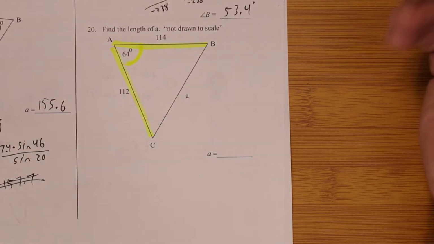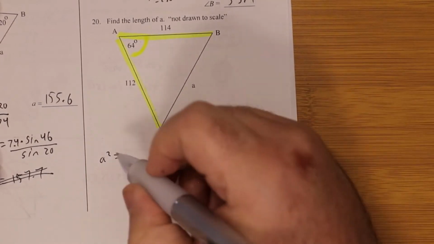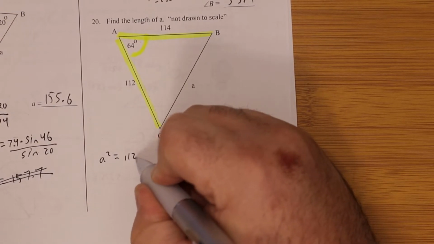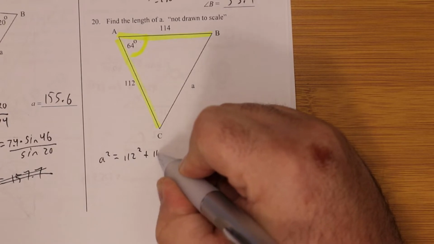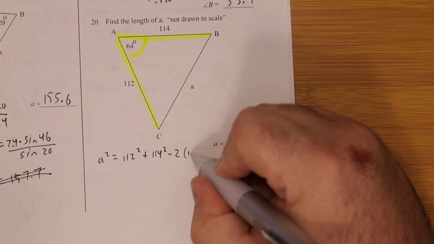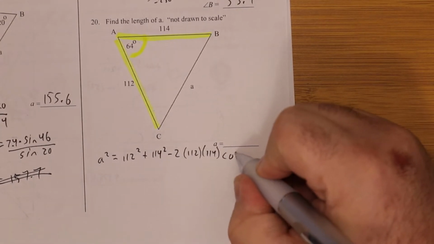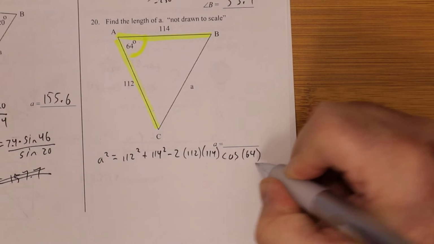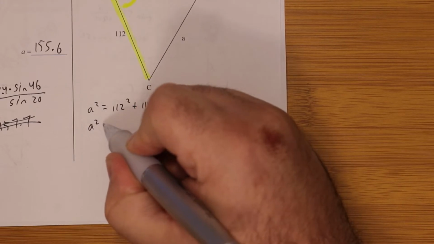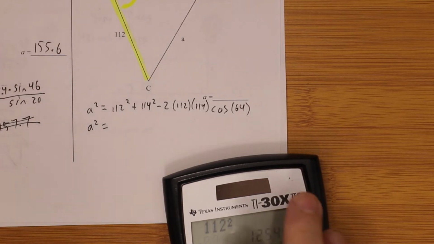That's fair. So for this one, A would be by itself. And then these two sides are going to be your B and your C. And then remember, you repeat those numbers when you multiply. 2 times 112 times 114. And then last thing, cosine of the angle. So A squared is going to stay A squared. 112 squared. 12,544.